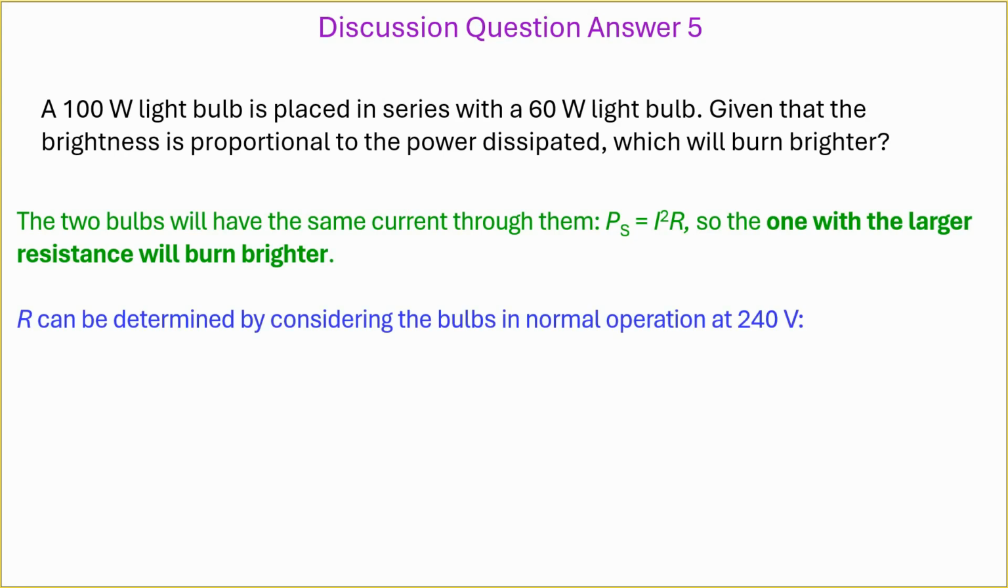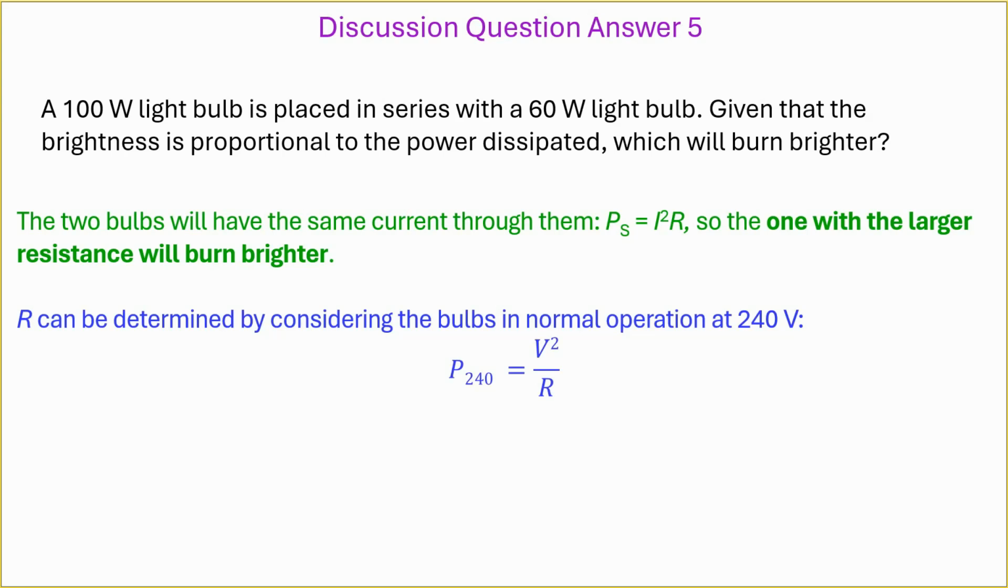R can be determined by considering the bulbs at normal operating voltage, 240 volts. So you are connecting to a power supply that provides a constant voltage of 240 volts, which can be used to find resistance using Ohm's law. I can use power to do that. Power is given as 100 watt and 60 watt. Power is V squared over R. V is constant, so if I plug it in, I can easily calculate the initial resistance from this equation.